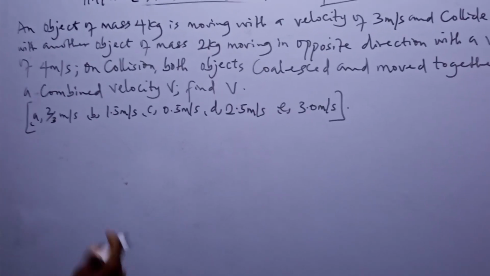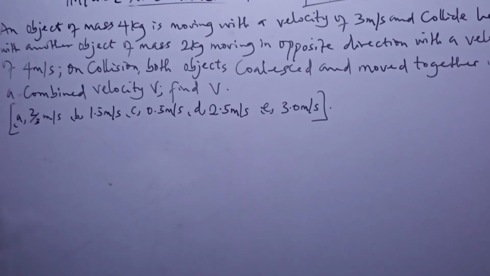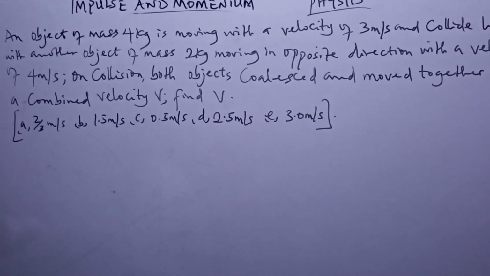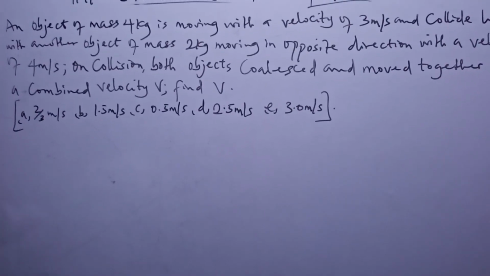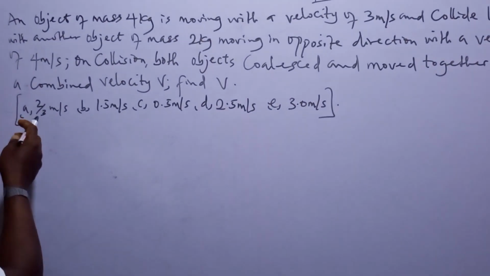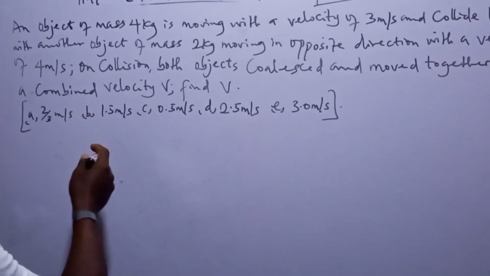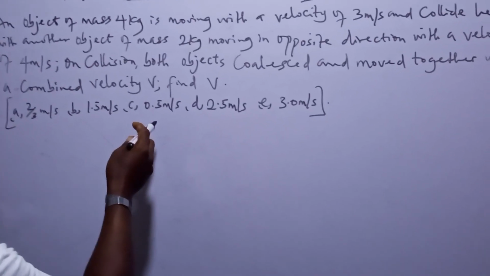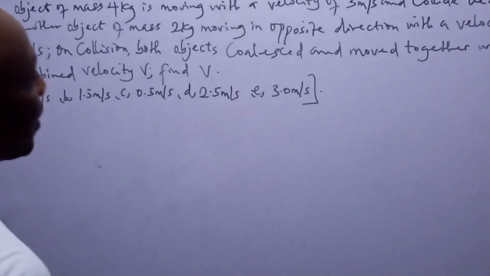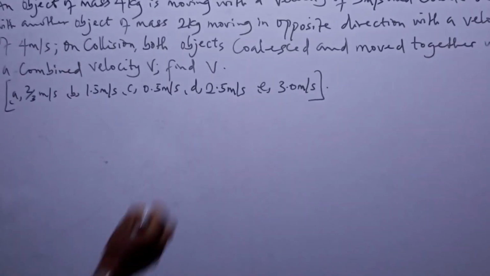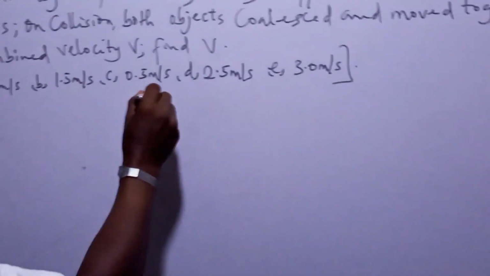Like I always say, I get questions from problems, some from textbooks, some from past questions on WAEC or JAMB or GCE and all the rest of them, and solve them. We have A 2/3 meter per second, B 1.5 meters per second, C 0.5 meters per second, D 2.5 meters per second, and E 3.0 meters per second. Let's see what the answer would be.